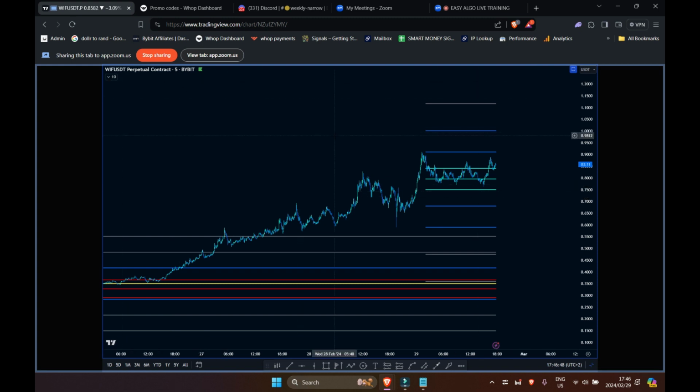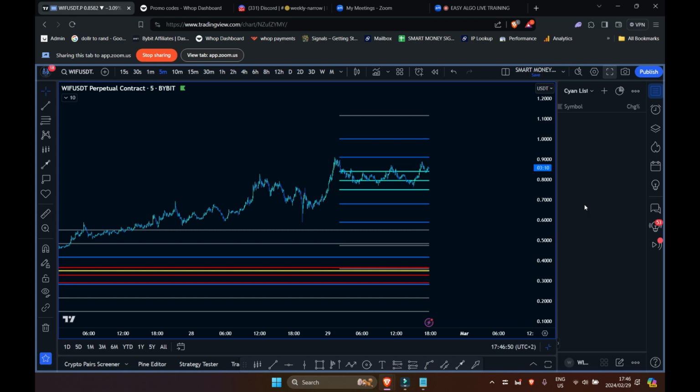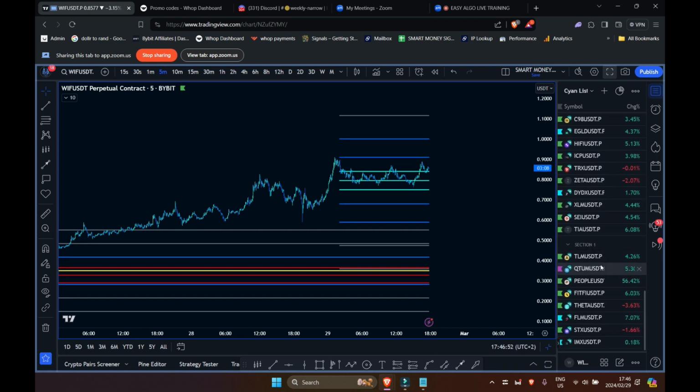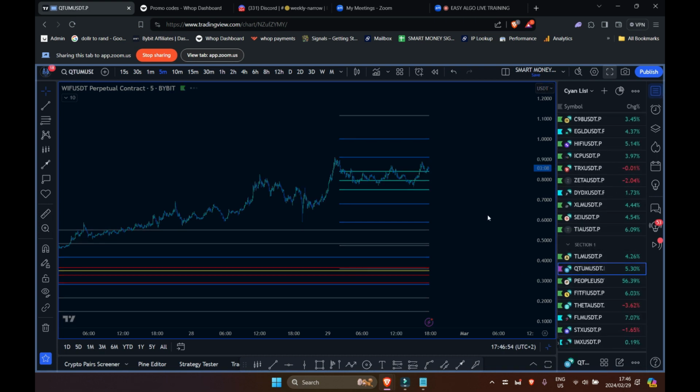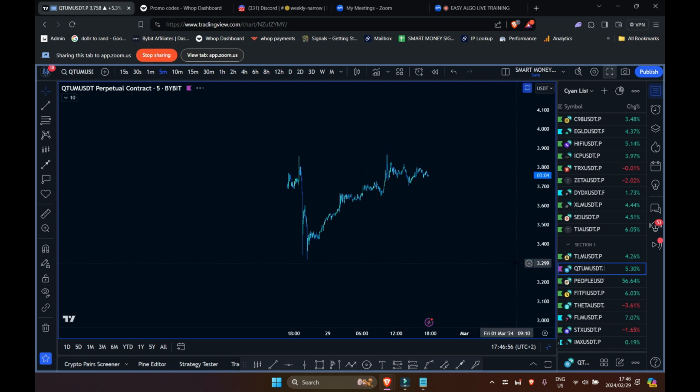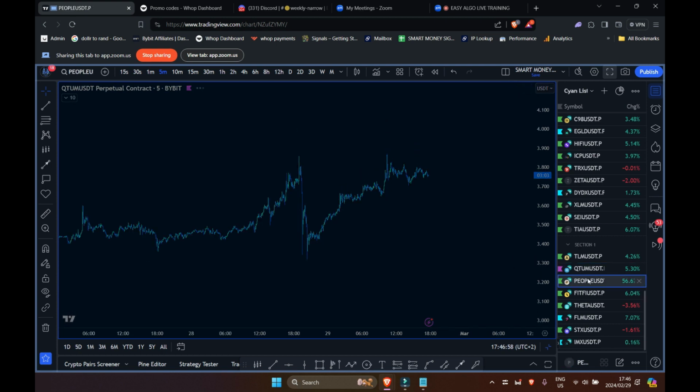If it's above the weekly, so I'm just going to open another chart, just to find one that illustrates it in order. Let's find this one. I think it was PEOPLE. Yeah, let's look at PEOPLE. This also did quite a massive movement today.